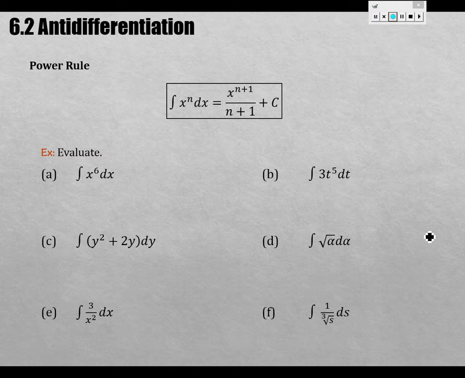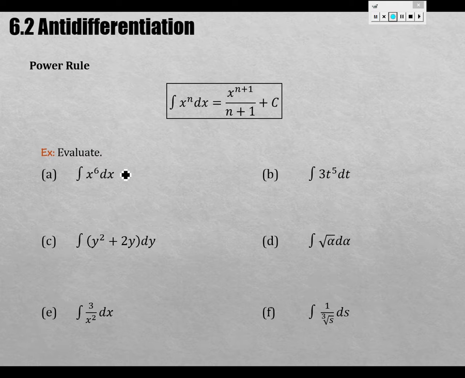Does it feel like you're working backwards on these? Feels like reversing the engine a little bit inside your mind. You're so used to differentiation. But Albert, give us the first one.